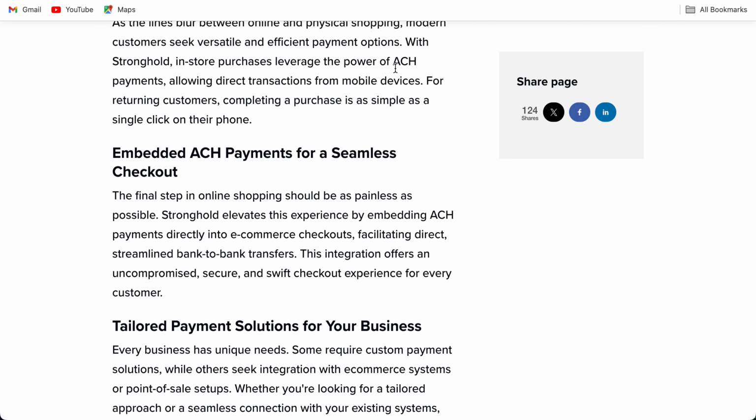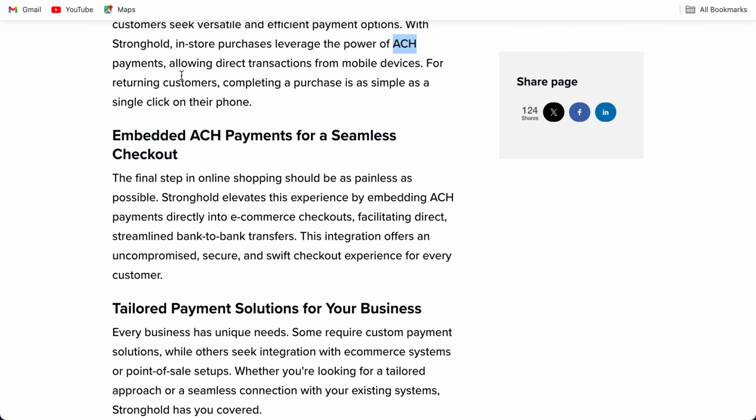ACH is basically the automated clearinghouse, and it has 5 times more volume in USA than Visa. So that's great. ACH payments, allowing direct transactions from mobile devices.